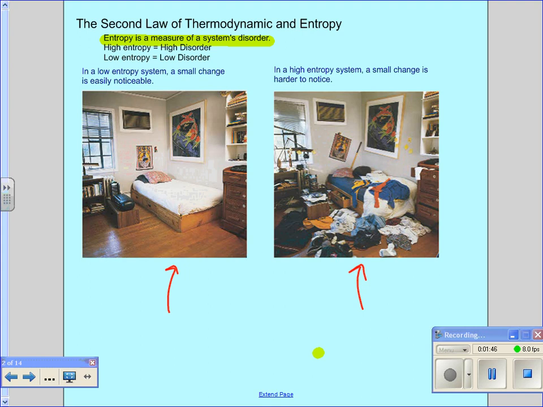How do we rank those? Well, visually, it's pretty obvious. But what are we going to look for? In a low entropy state, we're going to be able to notice a small change very easily. In a high entropy state, a small change will be harder to notice. So we're going to run a test here, see if you get the idea.